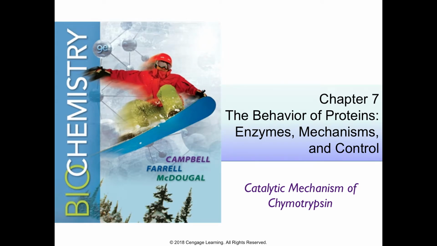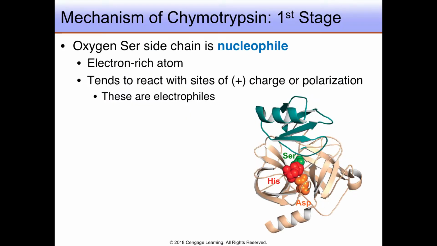Having looked more closely at the nature of the active site in our last lesson, we can now better appreciate how key active site residues participate in the catalytic mechanism of chymotrypsin. As we examine the mechanism of chymotrypsin, we will see that it involves nucleophilic attack by the oxygen atom of the serine side chain. Recall from organic chemistry that nucleophiles are electron-rich and attack electrophiles, that is, those that are electron-poor or may carry a positive charge or dipole.